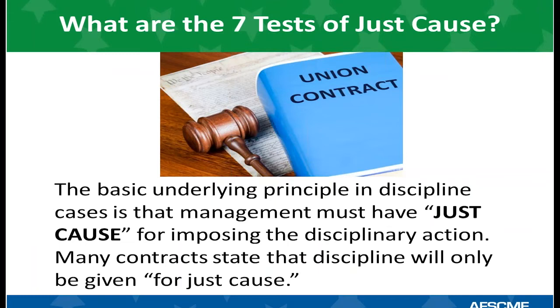So the 7 tests of just cause, the basic underlying principle here is that management must have just cause. You will see it in a union contract. It's usually in the discipline and discharge article, sometimes in the grievance procedure article, but it says that management must have just cause for issuing discipline. Sometimes it says for cause, but it's all the same sort of idea. They have to have sufficient reason, and they must be able to prove their case.